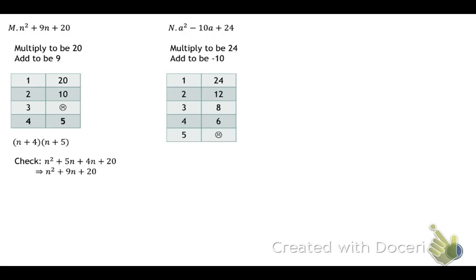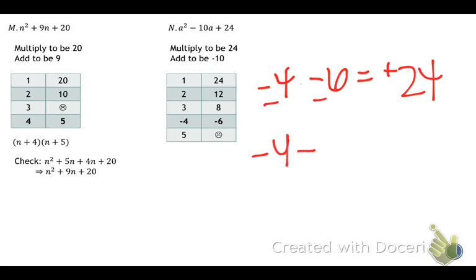So we need to see, will any of these add up to be negative 10? Well, 4 and 6 will add up to be 10, but it's not negative. So I have to change both of those to negatives. Let's double check. So they still have to multiply to be 24. So negative 4 times negative 6. A negative times a negative is a positive, so that's going to be positive 24. Negative 4 plus negative 6 is negative 10. Okay, cool.